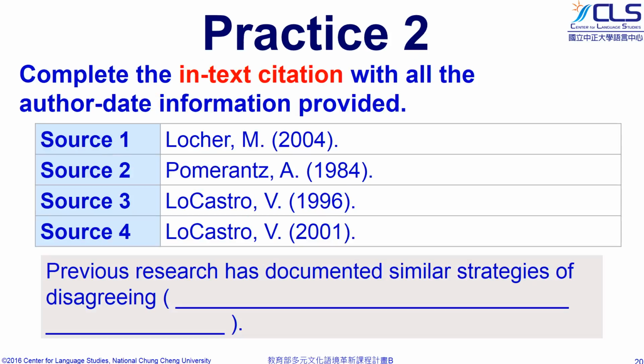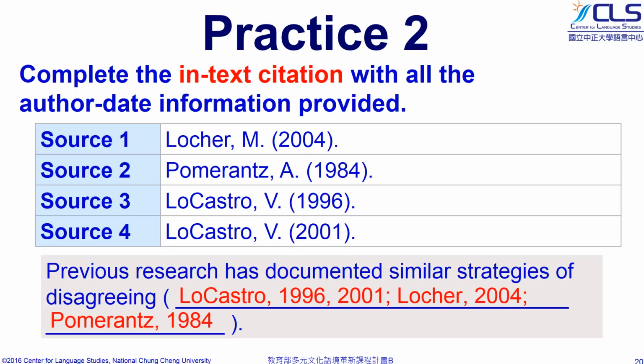For practice 2, complete the citation with all the author date information provided. In the citation of multiple works and authors, we need to organize the authors' last names alphabetically, separate works by the same author with commas, and put semicolons after the year between works by different authors.